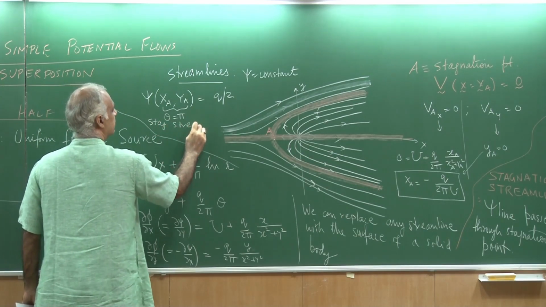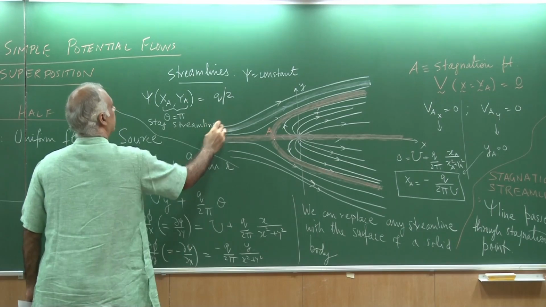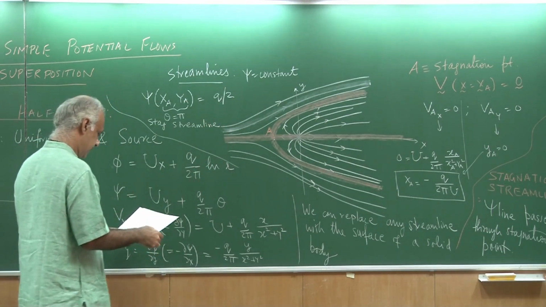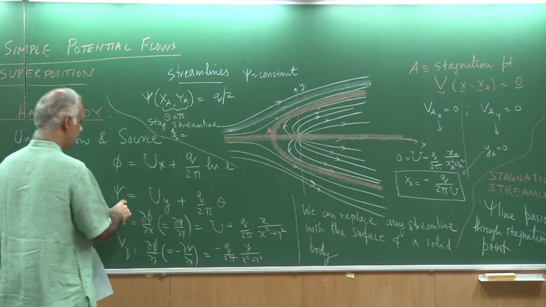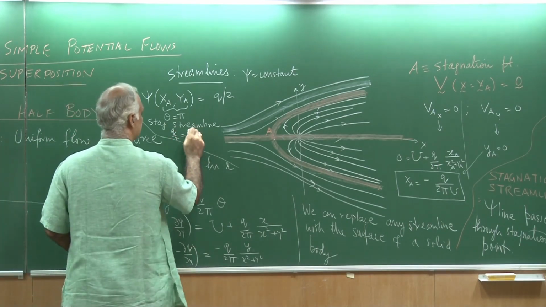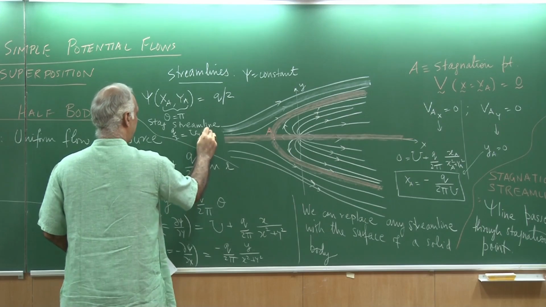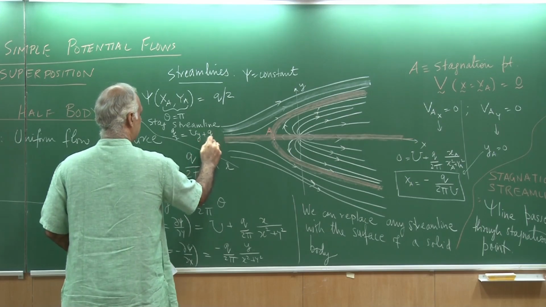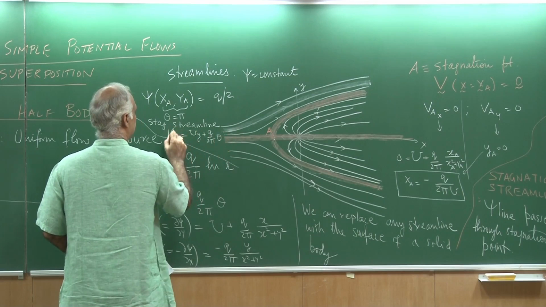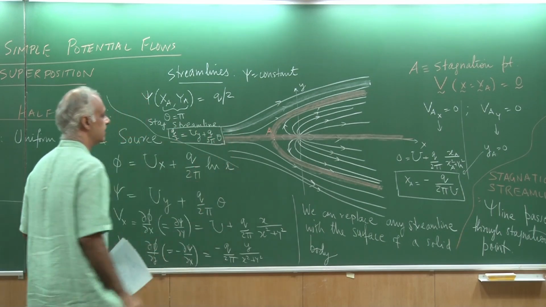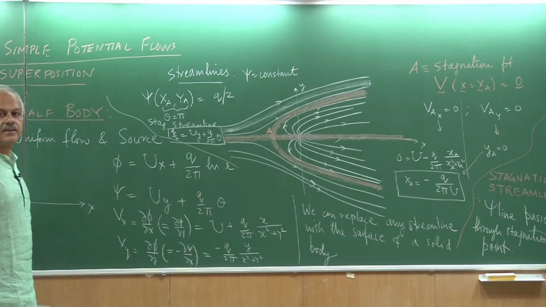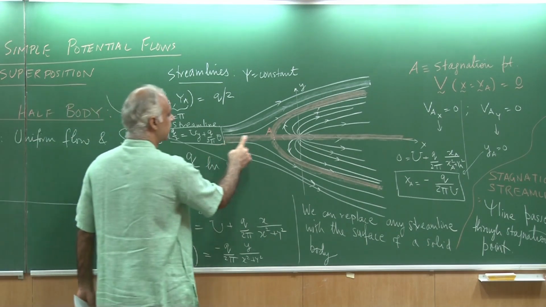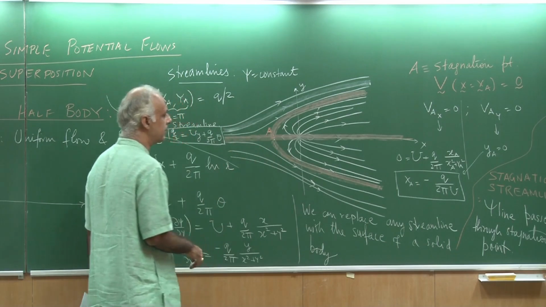Therefore, if I had to trace my stagnation streamline, my equation is simply the following. For the stagnation streamline, all I need to do is say that q by 2 is equal to this function, which is U y plus q by 2 pi theta. If I draw this function, then I would get the stagnation streamline, and in fact that has been drawn here. So I just want to spend a little bit of time on this.